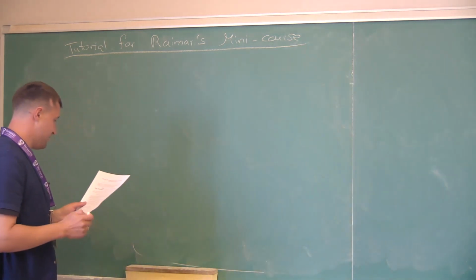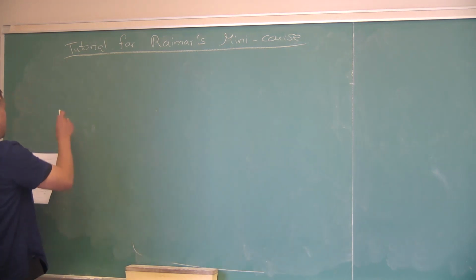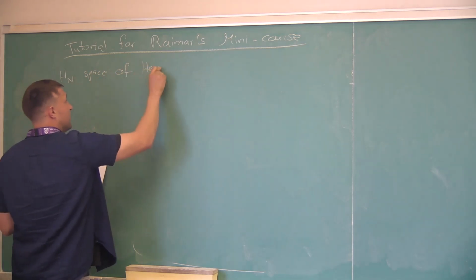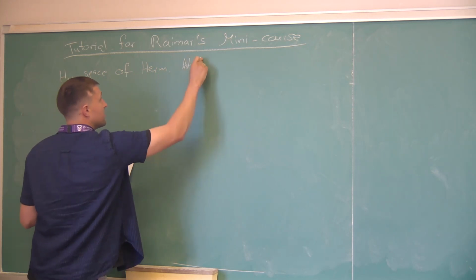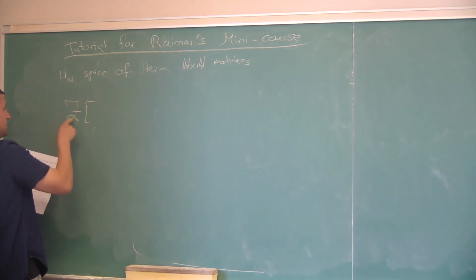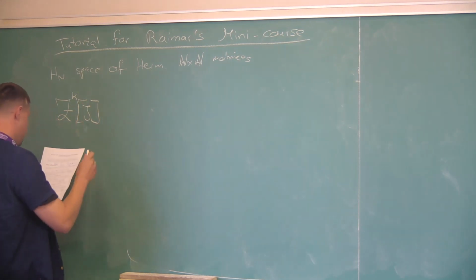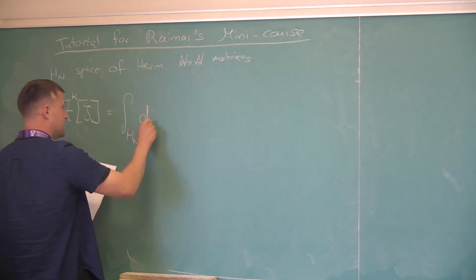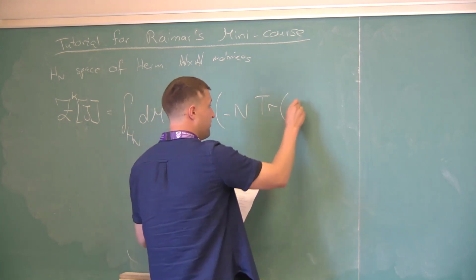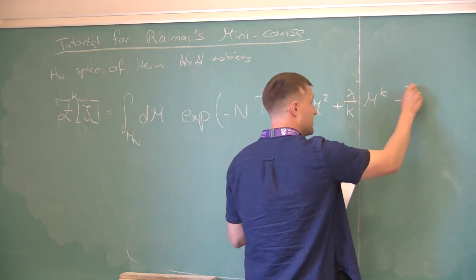But I will talk today about very specific matrix models, which showed up in Reimer's talk today. So let's define H_N as the space of Hermitian N times N matrices. And then we look at the partition function Z^k of some J. This J was actually the F in Reimer's talk. So this source term, where we have an integral over the Hermitian matrices dM of the exponential of minus N trace of E M squared plus lambda over k M to the k minus J M.